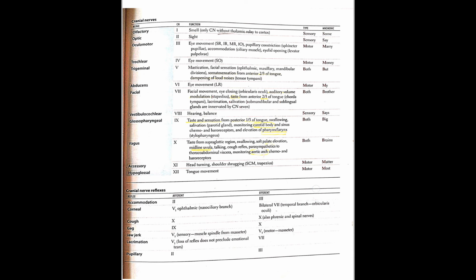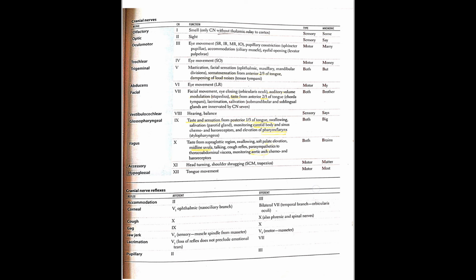Then we see the reflexes related to the cranial nerves. So accommodation reflex and pupillary reflex, both afferent is second nerve, that is optic nerve, and efferent is third nerve. Then corneal reflex, afferent is fifth nerve, nasociliary, and efferent is seventh nerve, orbicularis oculi. And cough reflex is 10th nerve, gag reflex, that is related to ninth nerve, and the efferent for both is 10th nerve. So cough is due to 10th, gag is due to ninth, and both efferent is 10th.